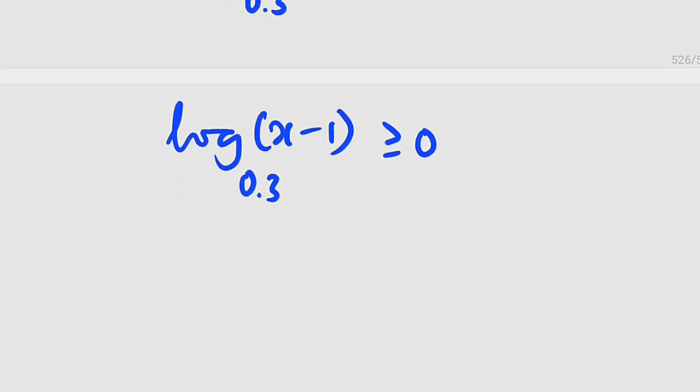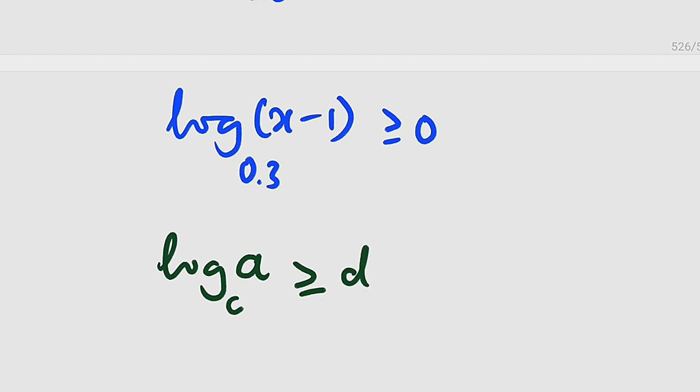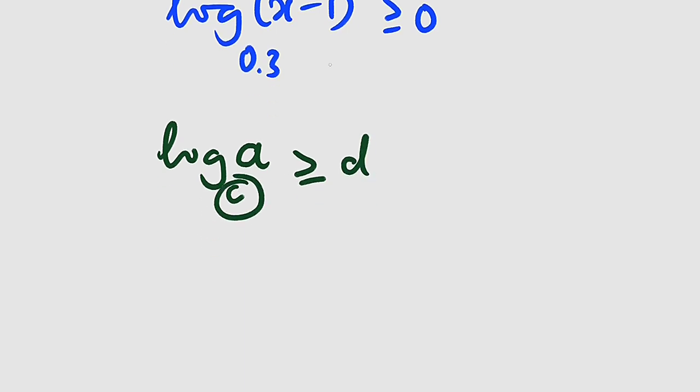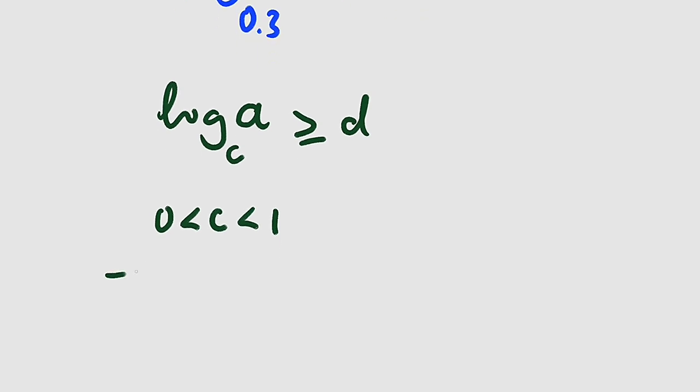So you should remember this. If you have log of, let's say, a with the base of c, greater than or equal to, let's call it d, provided that c is between 0 and 1, that is 0 less than c less than 1, then it implies that a must be less than or equal to c to the power of d.